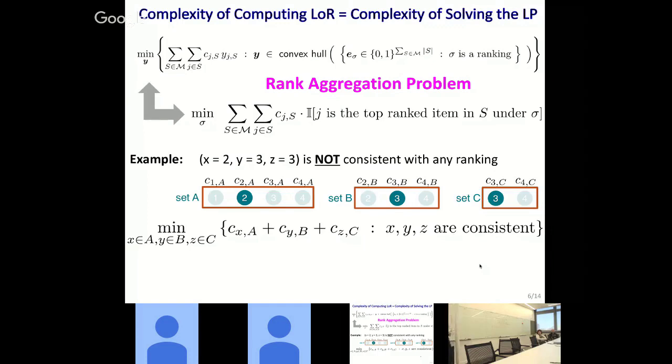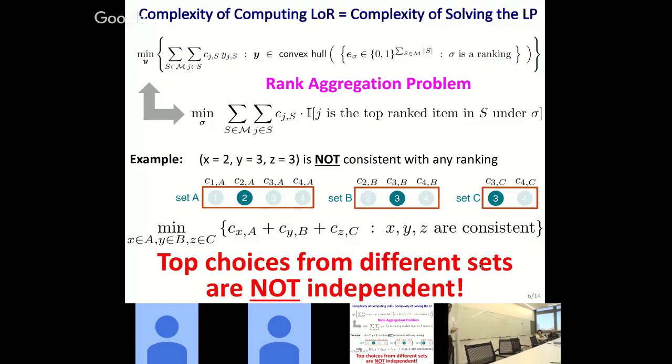Okay. So again, this simple example illustrates that top choices from different sets are not independent of each other. You can't just independently choose them. And that's why the problem in the worst case is NP-hard when you have collections of pairs. But then what can you do? So it turns out that even though top choices are not independent, conditional choices can be very independent and can be very, very useful. Okay?